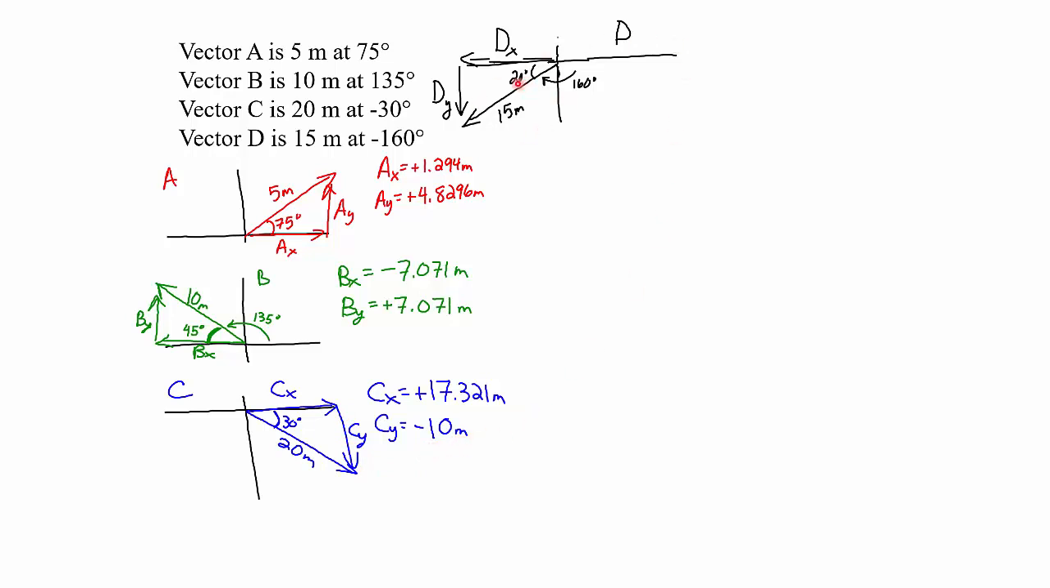And finally, for vector d, 15 times the sine of 20 degrees will give me the size of my y component dy. 15 times the cosine of 20 degrees will give me the size of my x component dx. So I calculate those. Dx is to the left, so it'll be negative. Dy is down, so it's negative. So dx is negative 14.095 meters. Dy is negative 5.13 meters. So now I've calculated the x and y components of all my vectors.